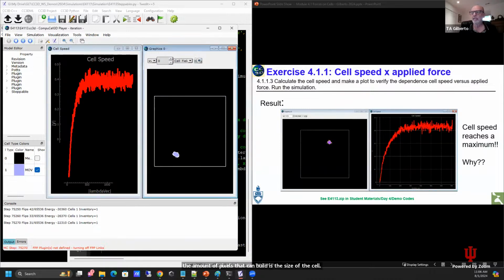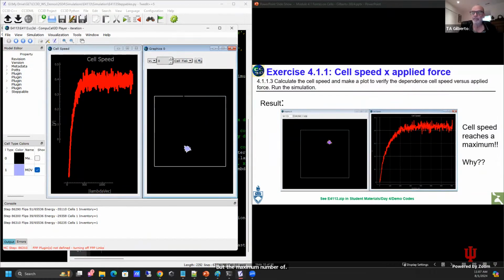Okay, so when your force strength increases, you remember the probability function, delta H over T. If your strength is increasing, delta H is increasing. So your probability of accepting flips is increasing, but the maximum number of accepted flips is the size of the cell.